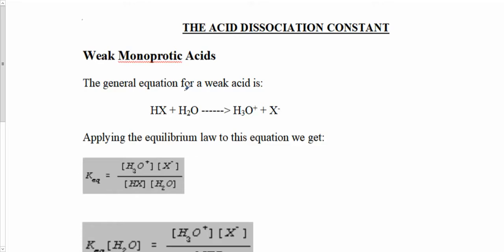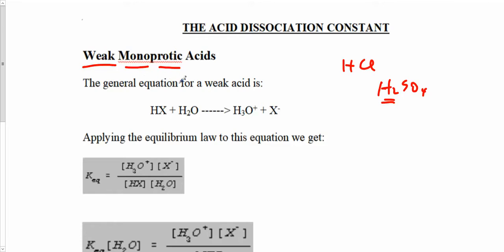Alright, let's talk about what we do when we have a weak acid. Mono meaning one hydrogen given off, like HCl is monoprotic. H2SO4 is not. This is diprotic because there's two H's possible to come off. But we're talking about one right now.